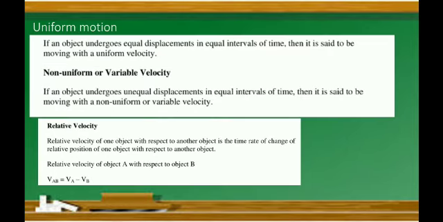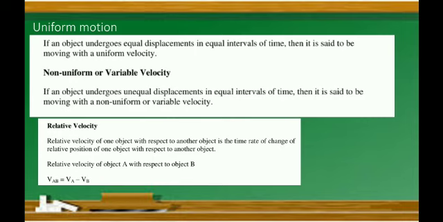Uniform motion: if an object undergoes equal displacement in equal intervals of time, then it is said to be moving with uniform velocity. Non-uniform or variable velocity: if an object undergoes unequal displacement in equal intervals of time, then it is said to be moving with non-uniform or variable velocity.